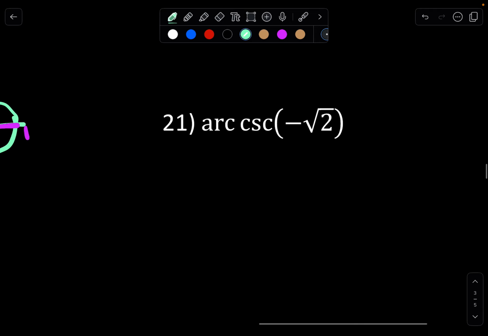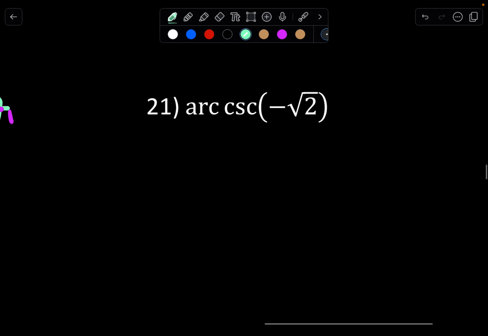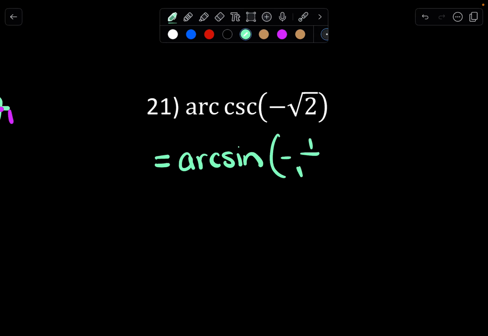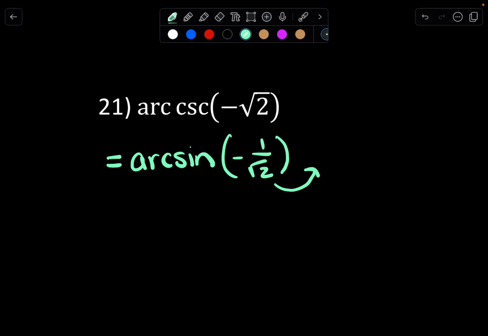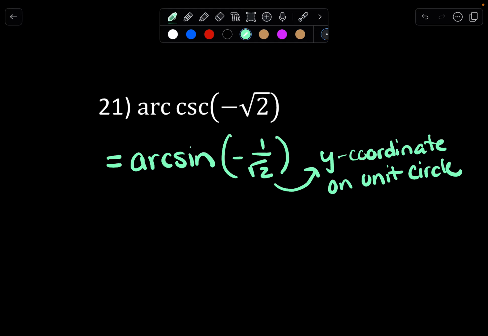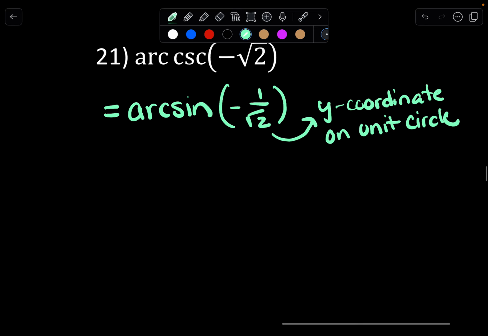All right, arc cosecant of negative root 2. So this is a newer one. We were working with secant. So the reciprocal for cosecant is sine. So let's do arc sine. And then we will reciprocate the input, which is negative 1 over root 2. So this is technically a y-coordinate on the unit circle. And we don't see this one a lot. You'll see it more in calculus, if you plan on taking calculus.